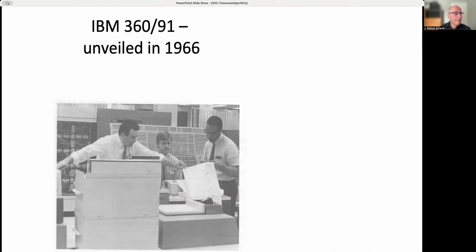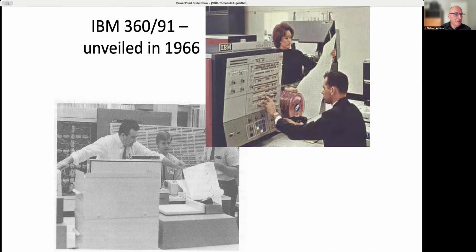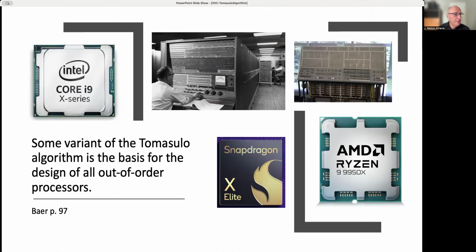So this is the IBM 360/91 that was unveiled in 1966. As you can see, this is the second Tomasulo machine. You can see some historical pictures of how this machine was operated at the time. And some variant of the Tomasulo algorithm is the basis for the design of all the out-of-order processors that we have today. So I think it's very significant that we can trace back the history of this technology to its creator in the 1960s.